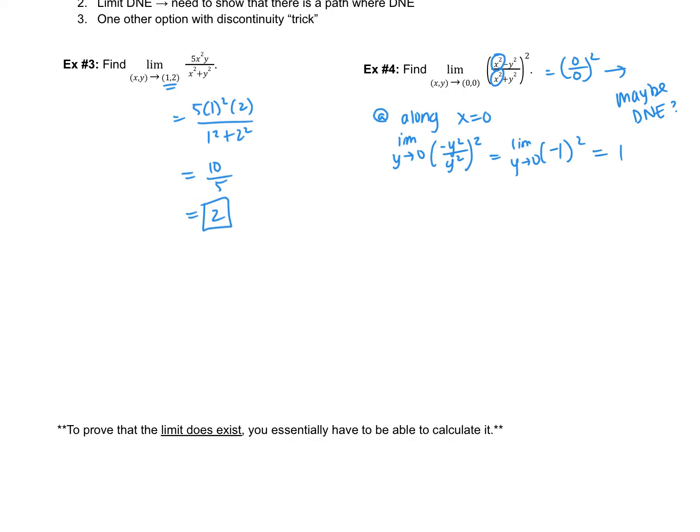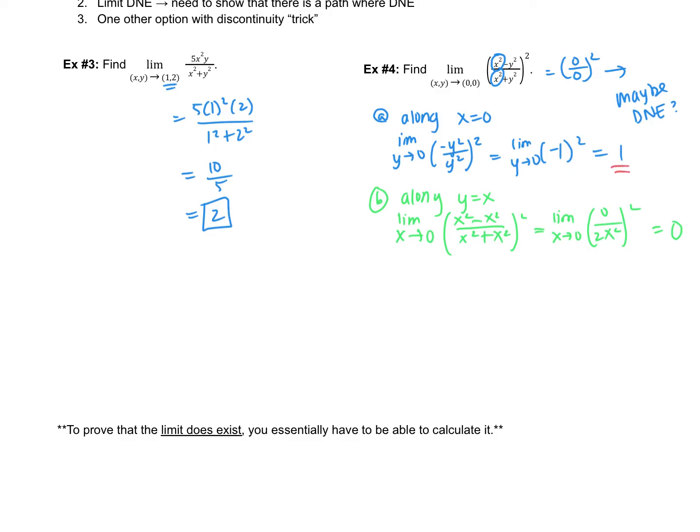Okay, at this point you might be tempted to do y equals 0. It's going to give us a similar value. If I try instead along y equals x, if I get rid of that y and I now just have x, this will give me x squared subtract x squared over x squared add x squared quantity squared. So this then becomes the limit as x approaches 0 of 0 over 2x squared quantity squared, which is 0.